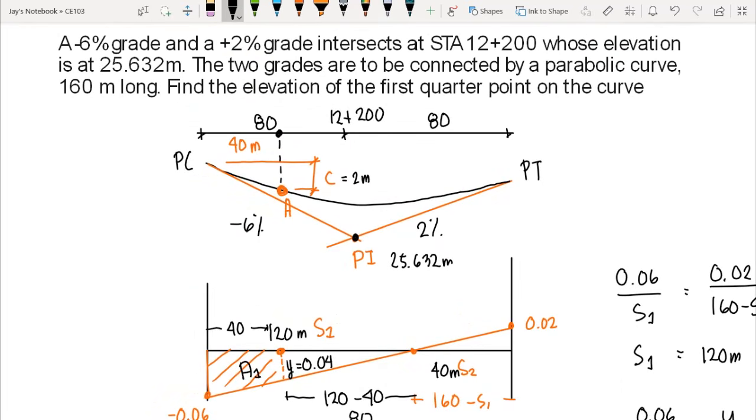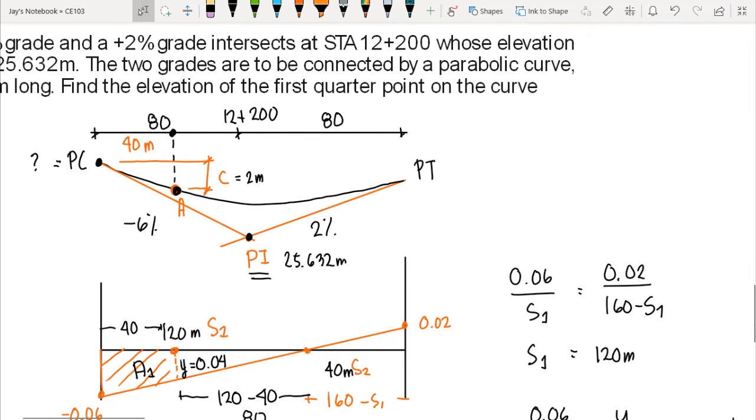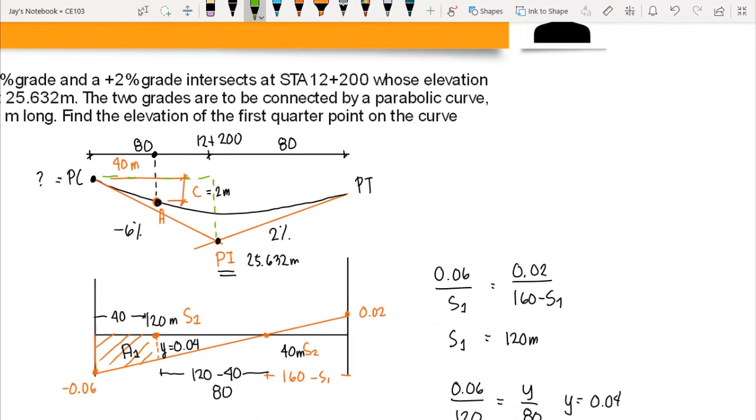So we will need the elevation at PC, so that once we have the elevation of PC, we subtract the value of C to compute the elevation of A. However, we do not know yet the elevation of PC. Now, we do have the elevation of PI, which is 25.632. So we can compute PC by having this triangle. This is our PC. This is our PI, which is 25.632. And this is, of course, 80 meters.